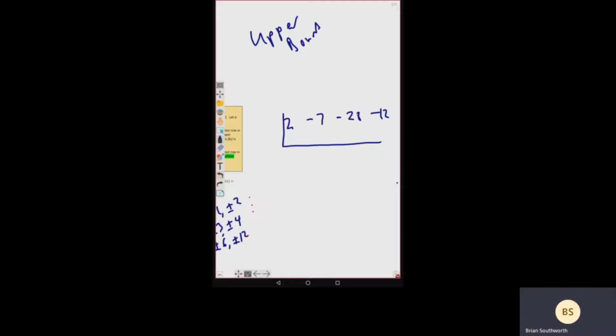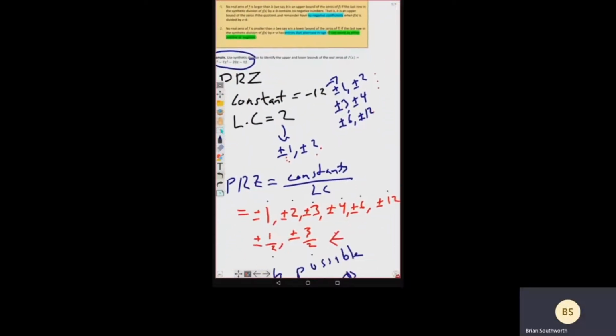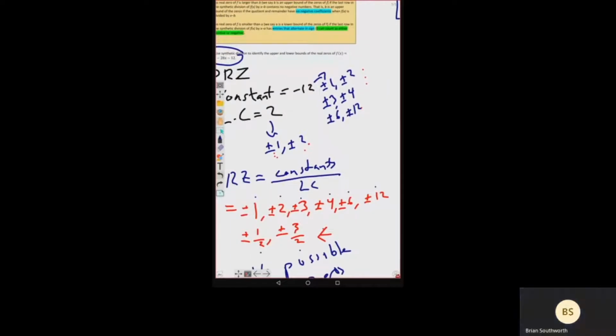Now it is possible for an upper bound to be a negative number. Your highest number could be minus 5 or minus 2. We're going to assume it's probably going to be positive, and try it out. You can choose any value you want. If you want, you can use your PRZs to guide you down here, you can choose some of these. Does your upper bound have to be one of these values? No. Suggestions are: choose a small number. Could I start with plus 12? Yes.